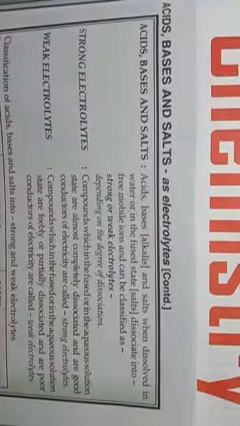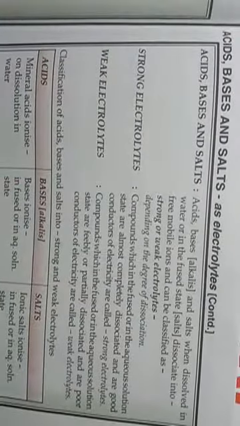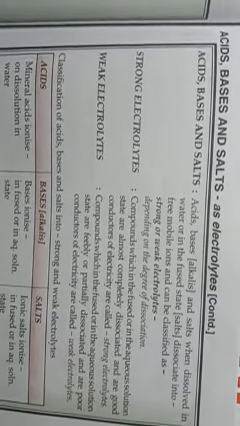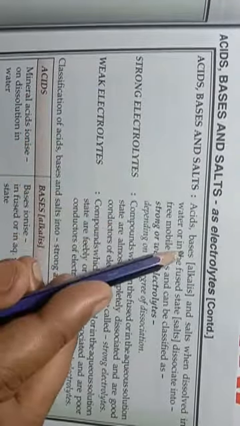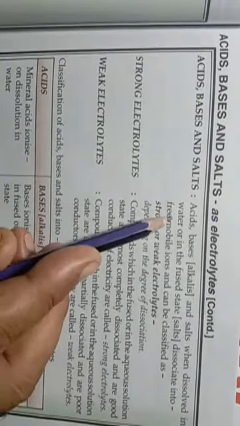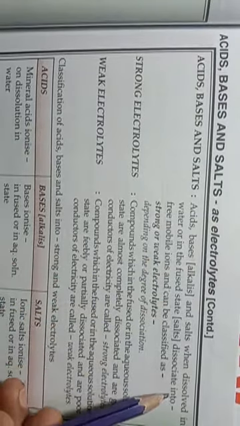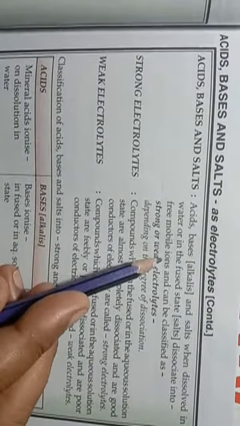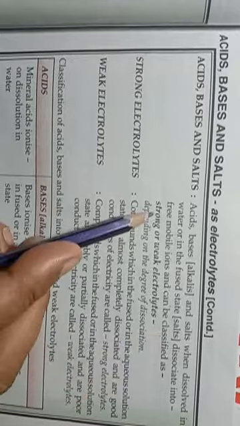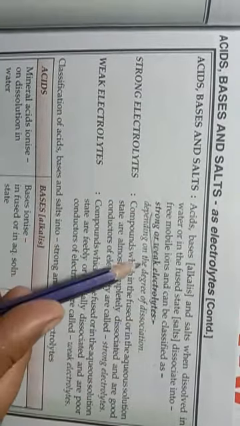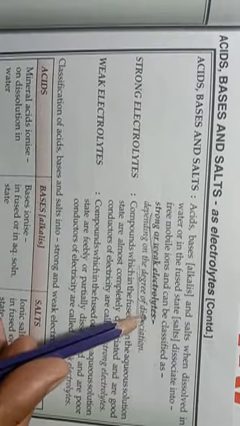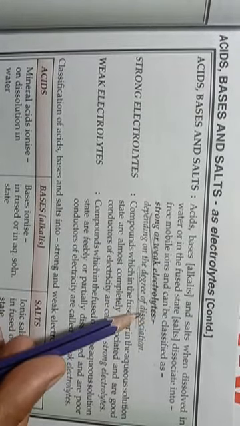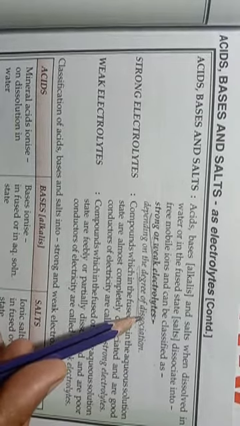Okay students, the next page. Acids, bases and salts and electrolytes. Acids, bases and salts, when dissolved in water or in the fused state, dissociate into free mobile ions and can be classified as strong or weak electrolytes depending on the degree of dissociation. So if the degree of dissociation is higher, that electrolyte will be strong. If low, the electrolyte will be weak.